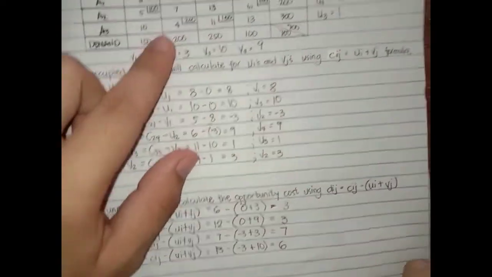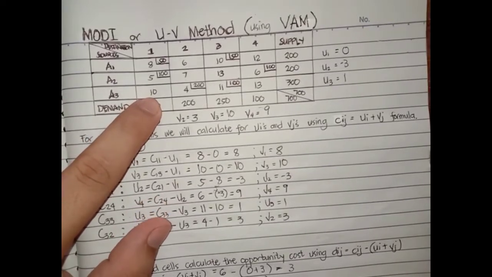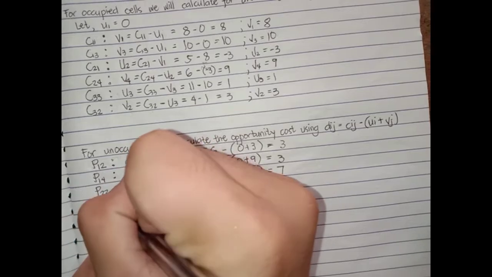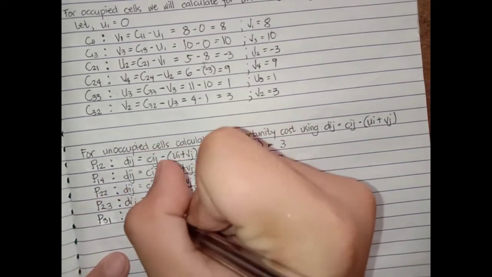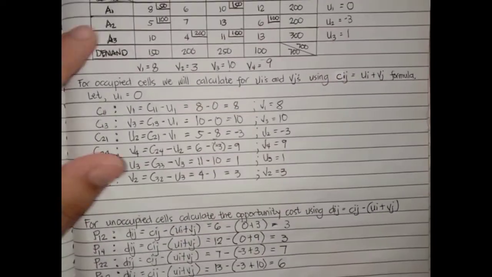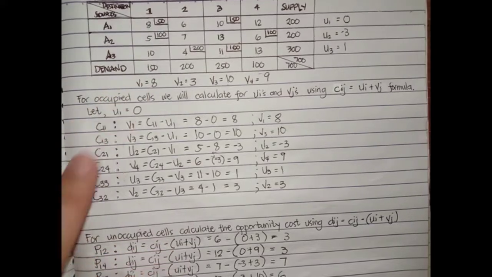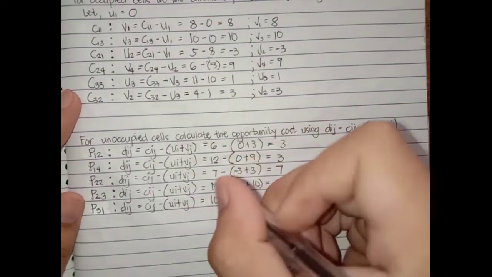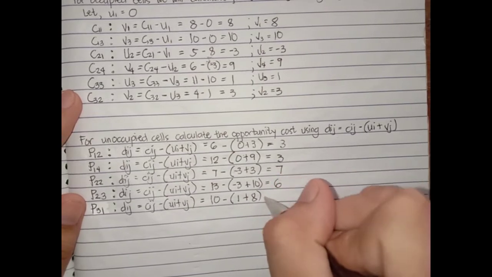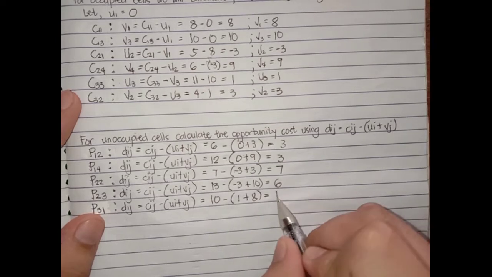Okay, next unoccupied cell is 10. This is in row 3, column 1, so it's P31. Our Cij here is 10, our Ui is 1, and our Vj is 8. So we'll put 10 minus (1 plus 8). 8 plus 1 is equal to 9. So 10 minus 9 is equal to 1.